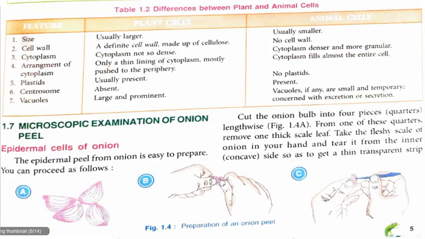Next, here are given the differences between the plant cell and animal cell. This is plant cell, this is animal cell. So these are the features.